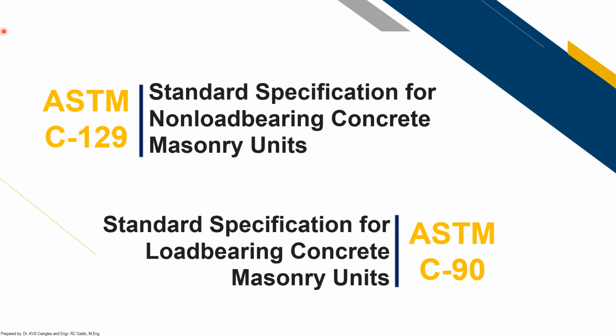Same with other construction materials, we also have a standard specification. When we talk about concrete hollow blocks or concrete masonry units, we also have standard specifications that we follow, and all of them are based on the ASTM standard. For concrete masonry units, we have ASTM C129, the standard specification for non-load bearing concrete masonry units, and ASTM C90 for load bearing. We are going to talk about each of these specifications.